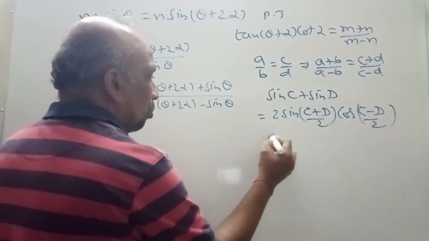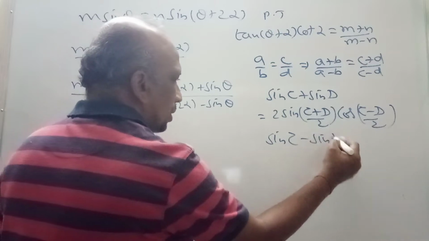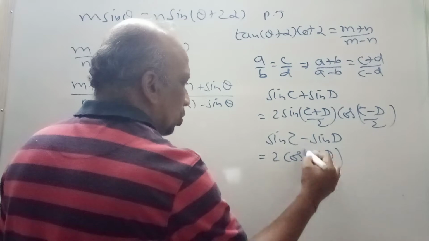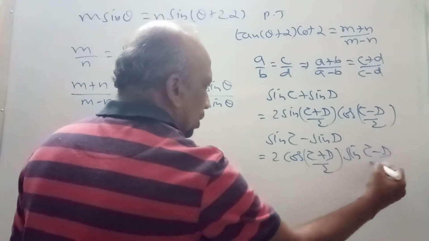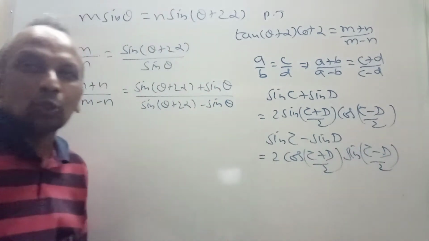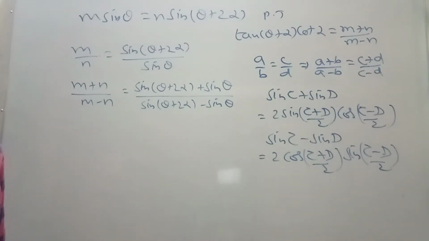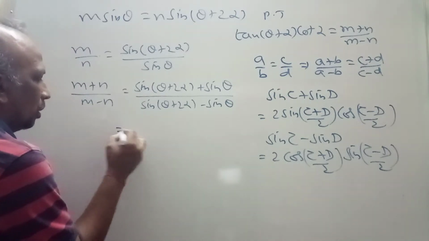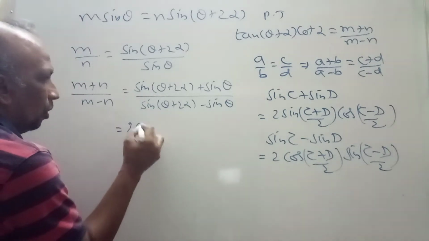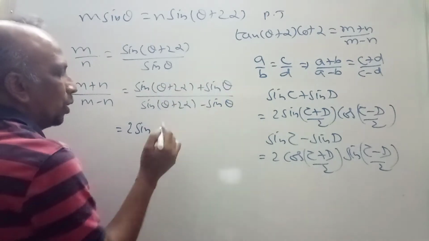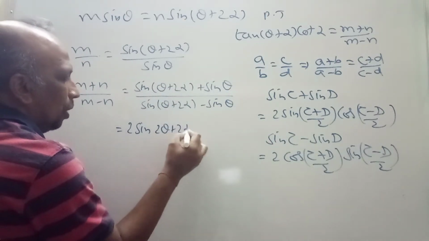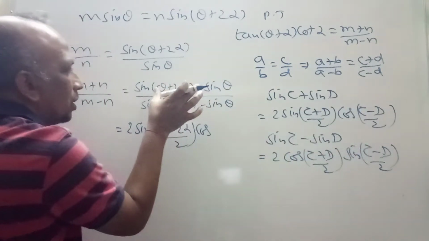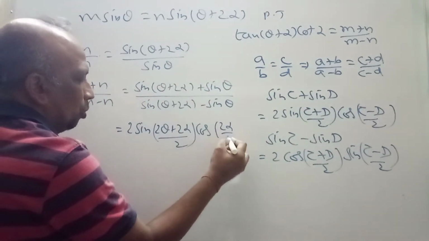At the same time I want sin c minus sin d. You remember sin c minus sin d is 2 cos of c plus d by 2 into sin of c minus d by 2. So just remember those two formulae. If I remember those two formulae, then I can simplify this. I can write 2 sine of c plus d by 2, this plus this by 2, you will get 2 theta plus 2 alpha by 2, and you will get cos of the difference, 2 alpha by 2. So theta I can eliminate.